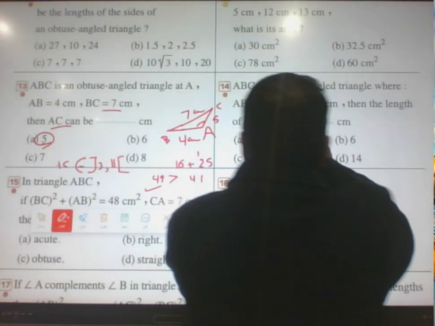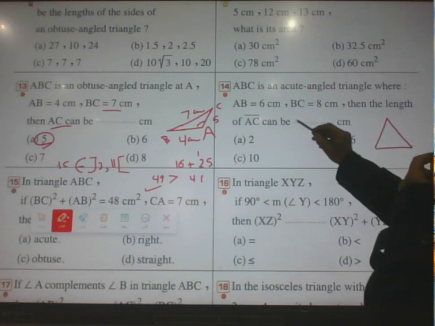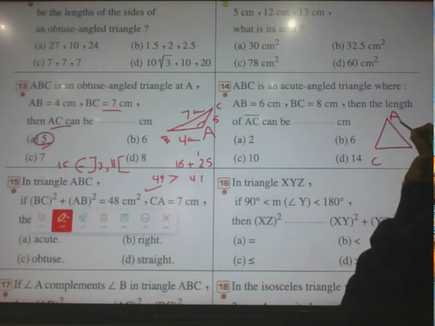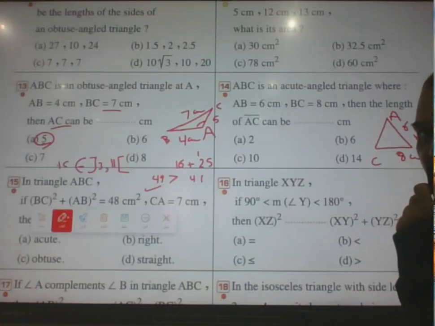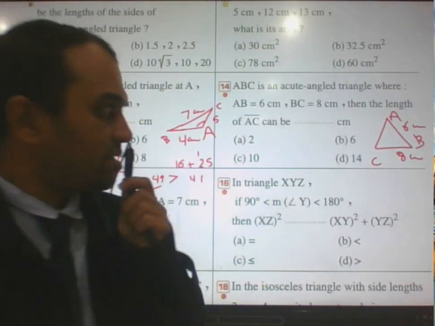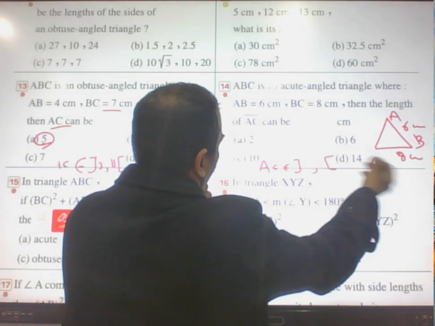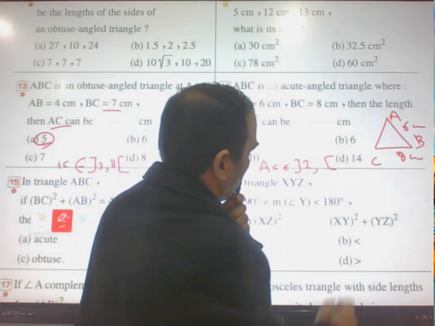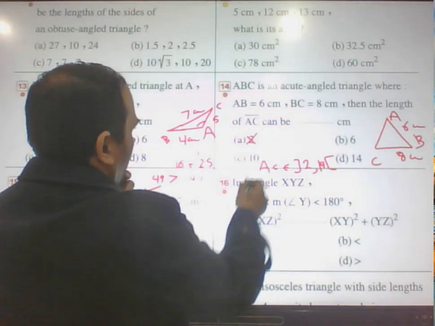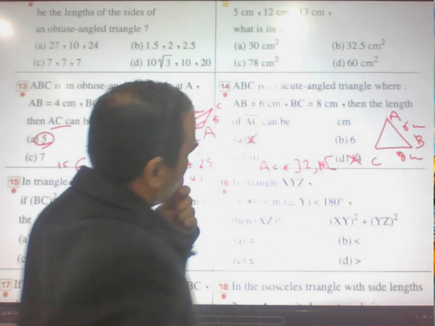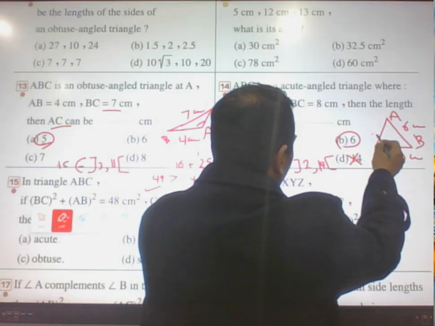And next question: here we have ABC, an acute angle triangle. AB is 6 centimeters and BC equals 8 centimeters. We can find AC from this method also. We know AC belongs to the open interval between the difference and the sum of the two sides: 8 minus 6 equals 2 and 8 plus 6 is 14. It lies between 2 and 14. We cancel 2 and cancel 14. So we have 10 or 6. If we put 10 here, it will be a right angle triangle. So you must choose 6. It will be an isosceles triangle here.